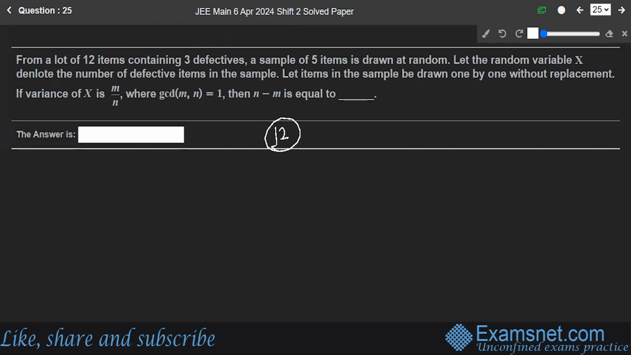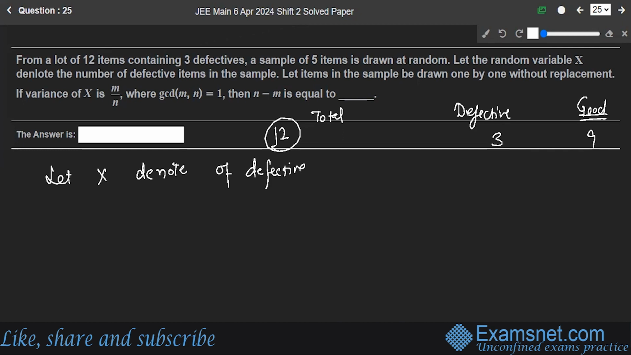So you have, first of all, there is a total of 12 items and 3 are defective. So that means the good ones are 9, right? Let's say it's given in the question also. Let x denote the number of defective items. So x can have the value 0, 1, 2, 3, right? These are the 4 possible values.